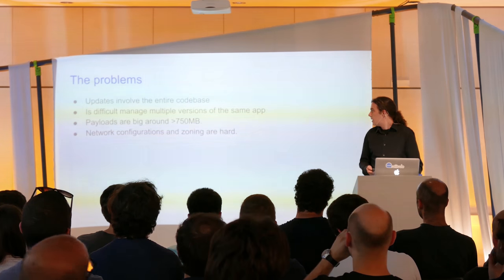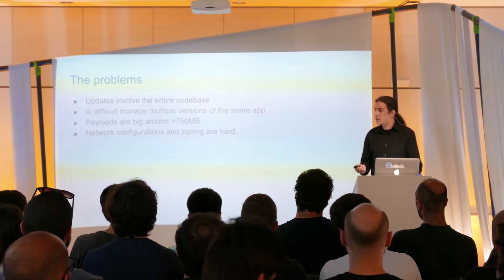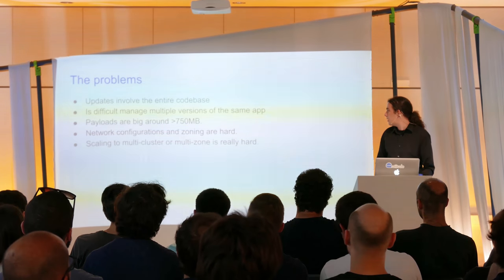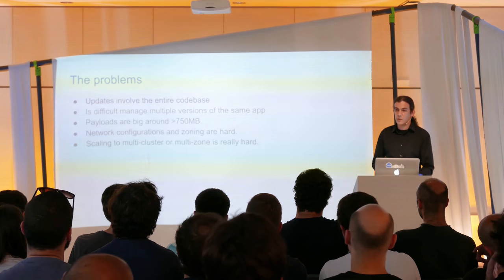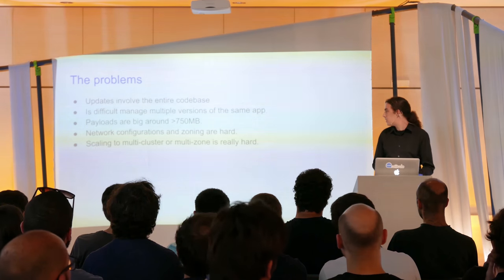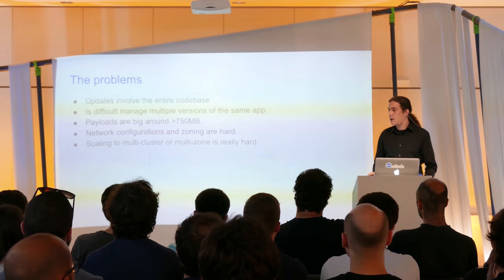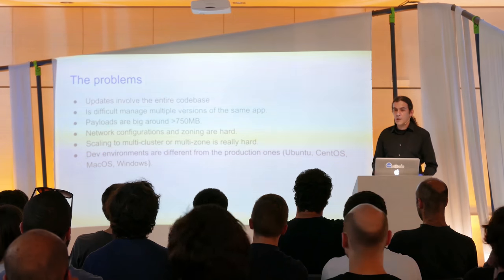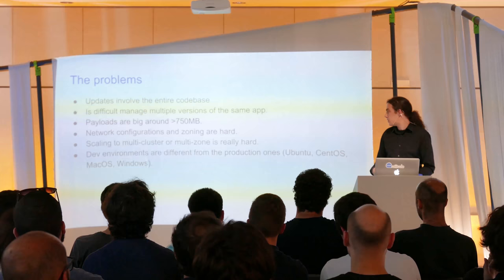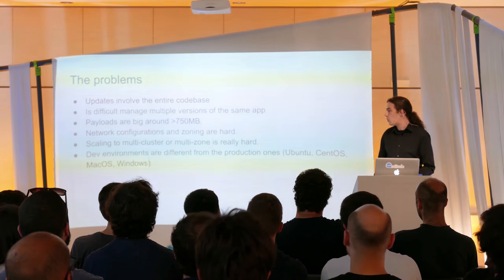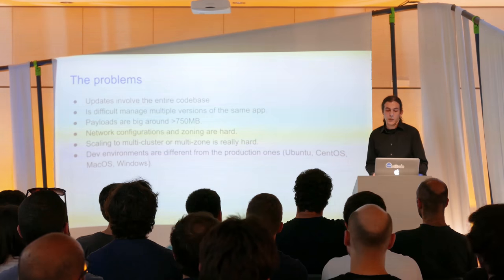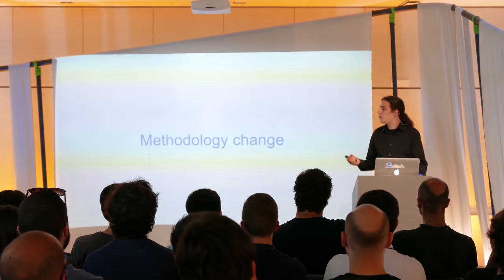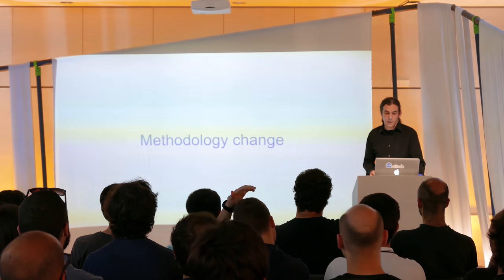Then you have other problems like network configuration, creating zones for virtual machines is hard, especially if you're talking about going multi-cluster or going multi-zone, so having two different clusters and two different availability zones. It becomes quite hard to manage all this. And on top of all that, with time, you end up having different versions of libraries, applications, OSs, and everything in your developer machines, which makes quite a big problem to manage, especially when you go to production.